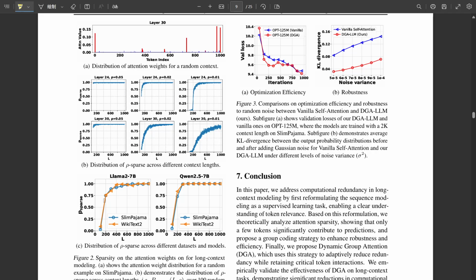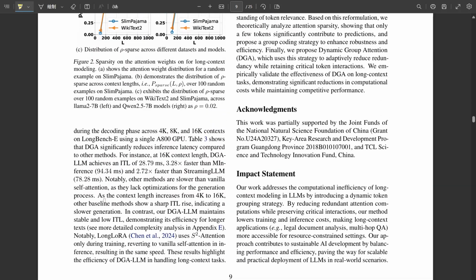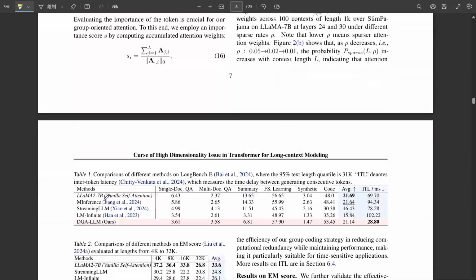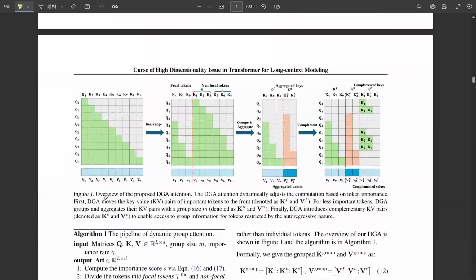The dynamic group attention mechanism itself. Precisely. DGA is the practical implementation of that group coding idea, but done dynamically. Figure 1 gives a nice overview, and algorithm 1 details the steps. The core logic is to figure out on the fly which tokens are focal, the important ones, and which are non-focal and can be grouped together.